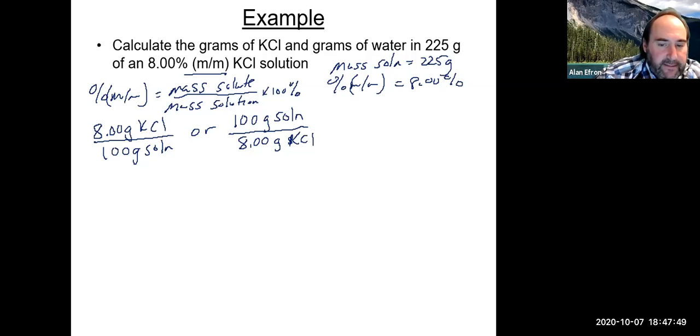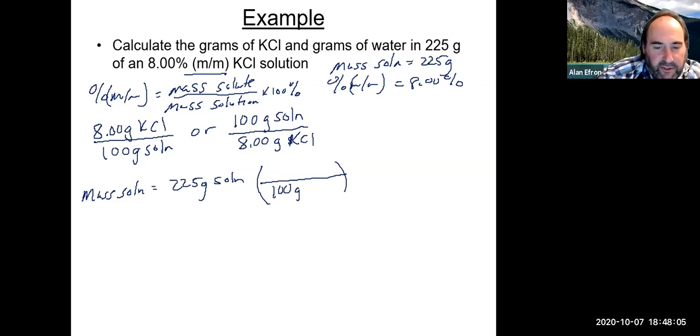So at this point, we do have the mass of the solution, so we would use the mass of the solution, and that would be 225 grams of solution. We would use it as a conversion factor here with the 100 grams of solution on the bottom, 8 grams of KCl on top. That's going to give us 225 times 8 divided by 100, which gives us 18 grams of KCl in that solution, and that's the mass of the solute.